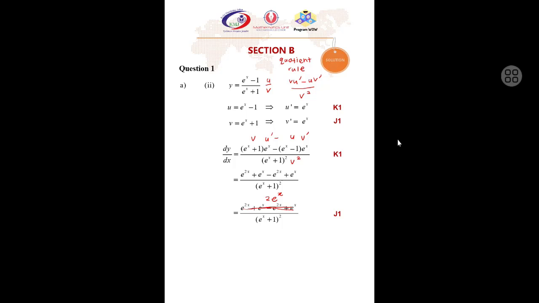So next, that is question 1A. Now let's take a look at question 1B. They give you the function y equals (2 plus e to the power of 3x) to the power of 3 over 2. They want you to find the first derivative and then evaluate the value when x equals 1 over 3 ln 2. So first find the first derivative, dy/dx.